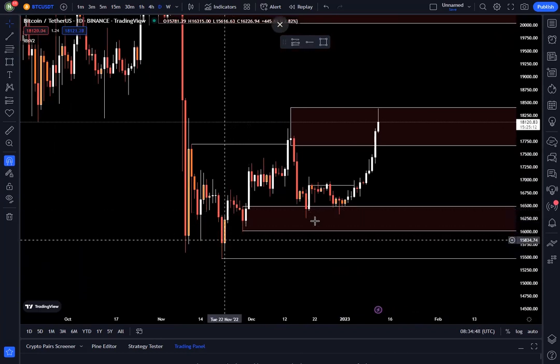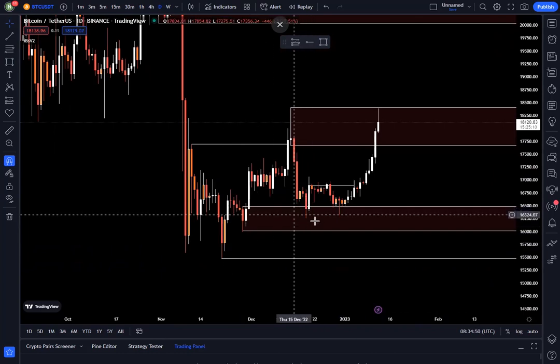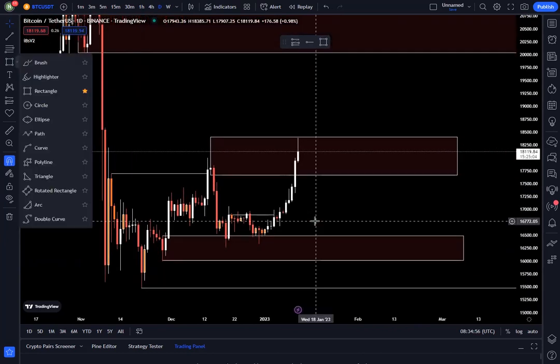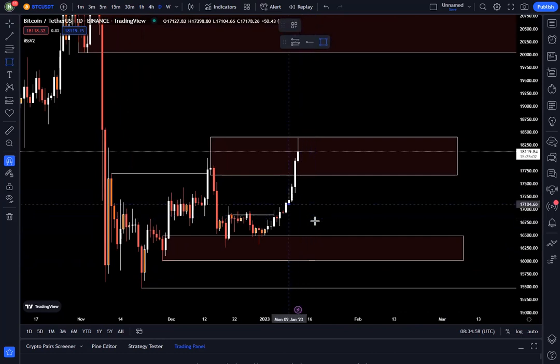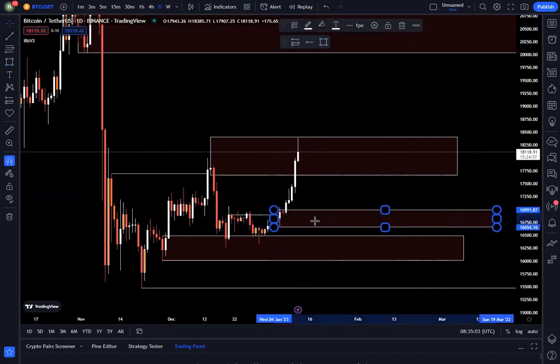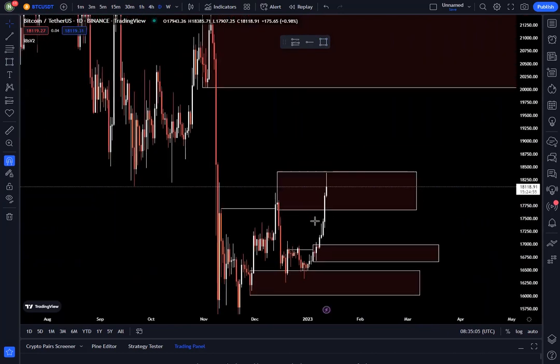This was a retest of this one, and this too is a retest of this one, although price still came down into it again. So this makes this particular zone very valid in case you want to take a long position for the move that is happening. So this whole zone now, to me, is very okay to take a long from.